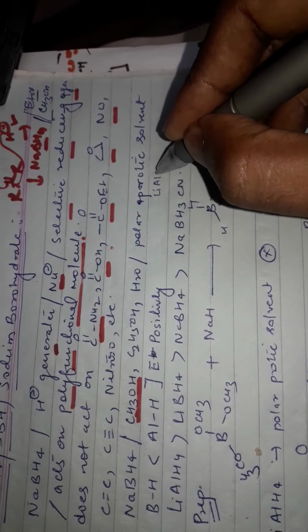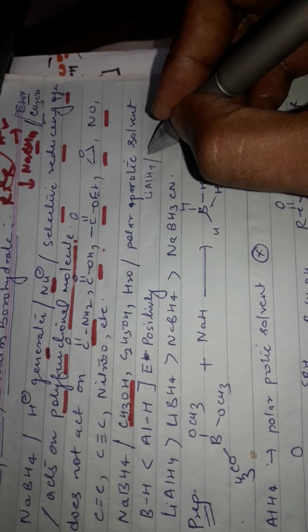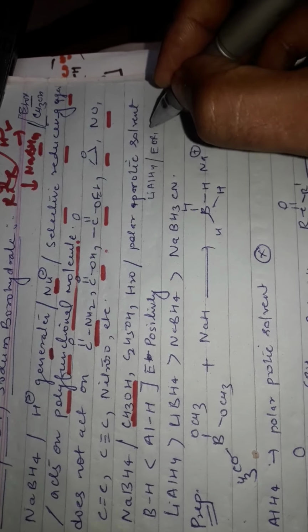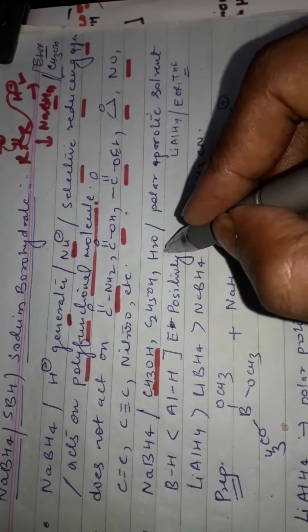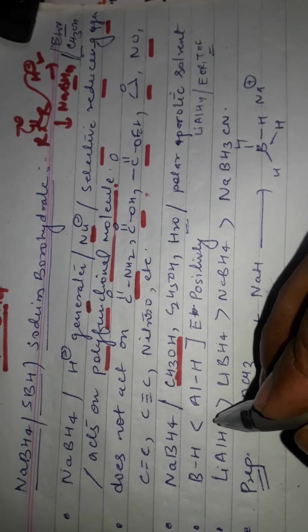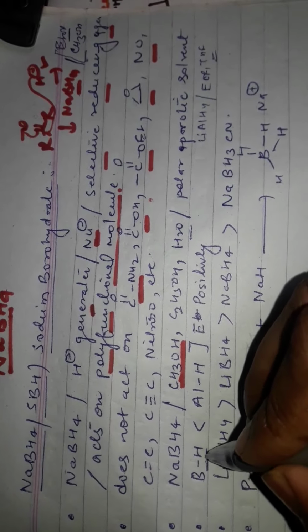like ethanol and methanol, as compared to the lithium aluminum hydride case, in which a polar aprotic solvent is used, like ether, THF. In sodium borohydride, mainly ethanol, methanol, and sometimes water is used, and these are polar protic solvents.